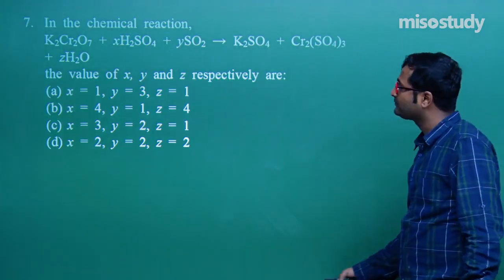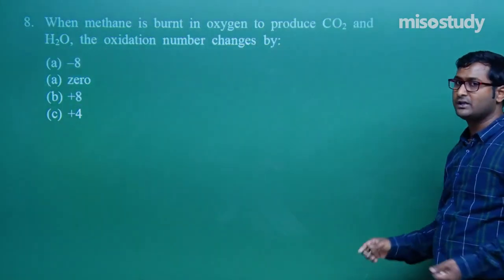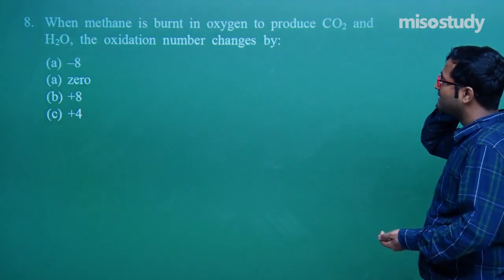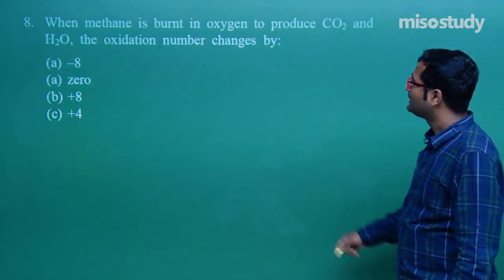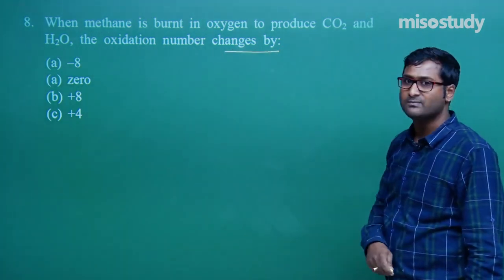Wait for a moment. Now the next question is, when methane is burnt in oxygen to produce CO2 and H2O, the oxidation number changes by.